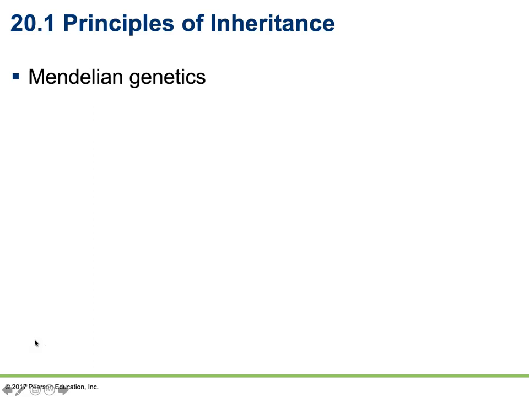So the stability of inheritance means that your parents were humans, you will be a human, and you are human, and your offspring will be human. But there's also a great deal of variation from one generation to the next.